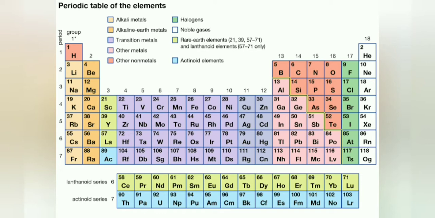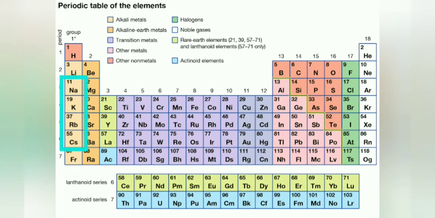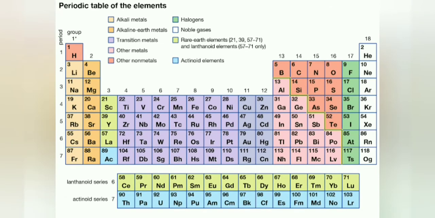For example, see this table. Here, sodium, potassium, rubidium, cesium are grouped together in the same vertical column because they have similar properties, like they all are metals, they all contain one electron in their valence shell, etc. Also see, sodium and nitrogen are arranged in different vertical columns because they have different properties, like sodium is a metal but nitrogen is a non-metal, sodium is a solid but nitrogen is a gas, sodium has one electron in its valence shell and nitrogen has 5 electrons in its valence shell, etc.